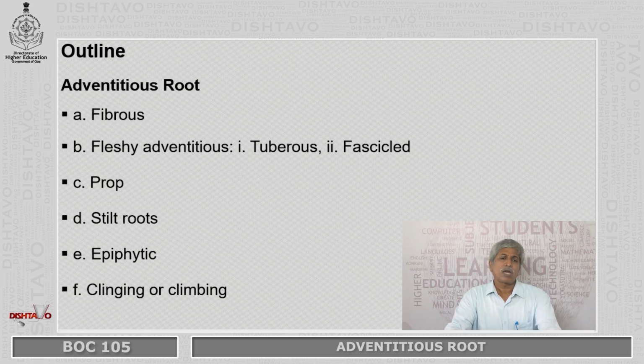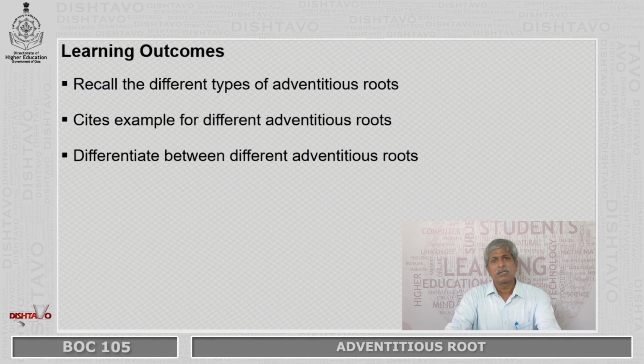So, broad outline of this module: we will study adventitious roots, what are adventitious roots, and different types of adventitious roots like fibrous roots, fleshy adventitious, prop roots, stilt roots, epiphytic roots, as well as clinging or climbing roots. At the end of this module, you will be able to recall the different types of adventitious roots, cite examples for different adventitious roots, and also differentiate between different adventitious roots.